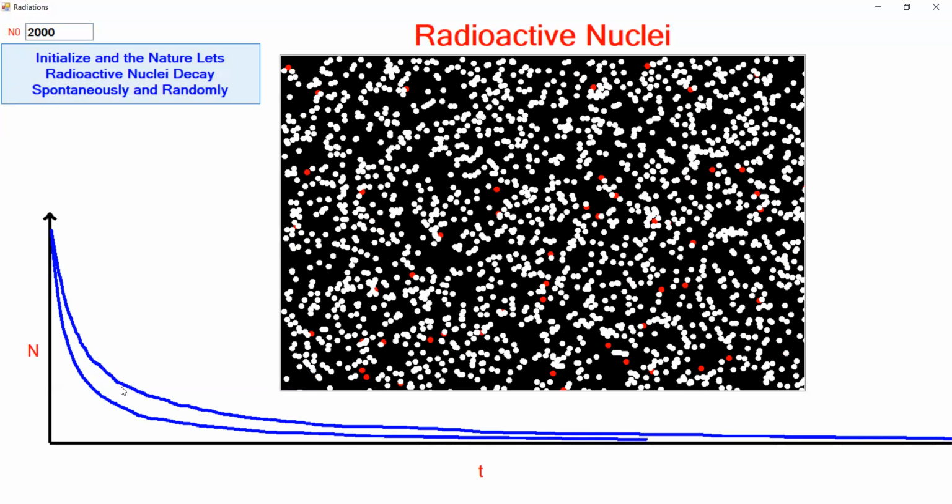Okay, so you can repeat the simulation for another number of nuclei again and again, and you can see that the number of nuclei decreases with the passage of time, as shown by the graphs. Okay, thank you.